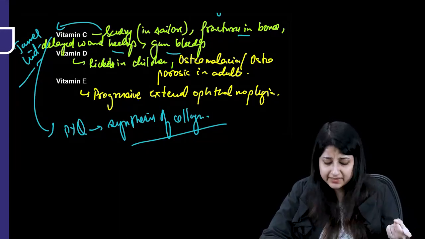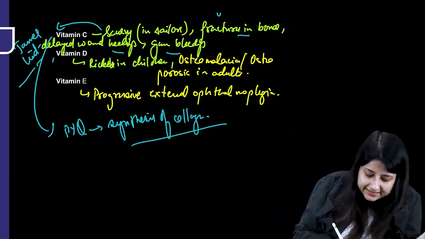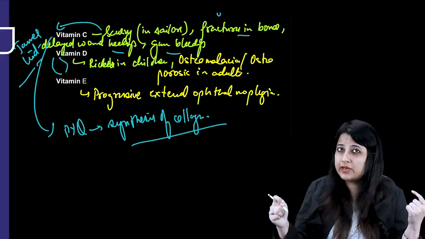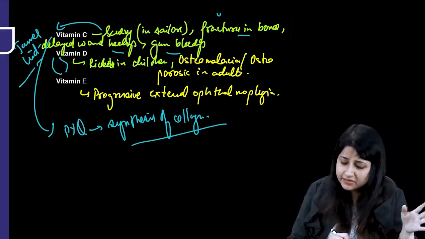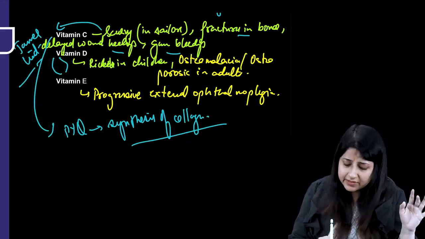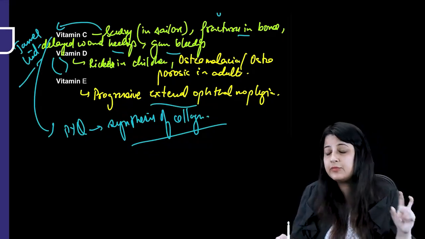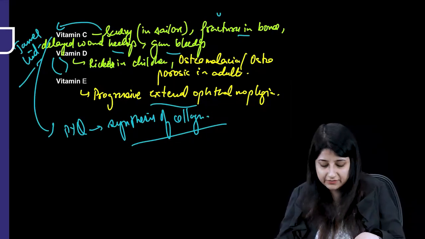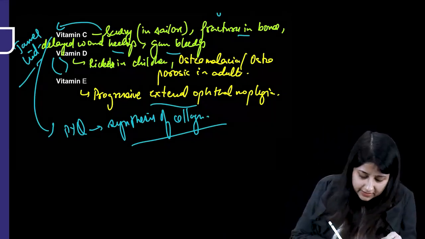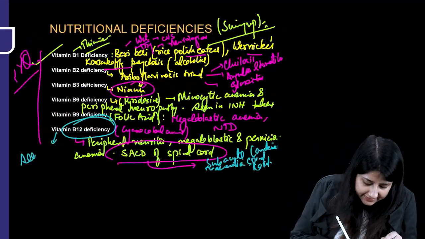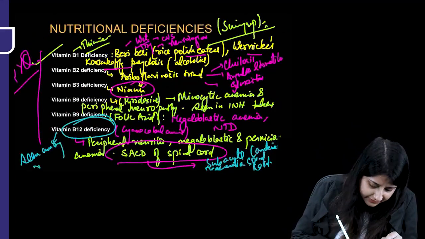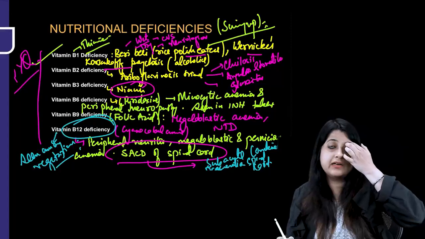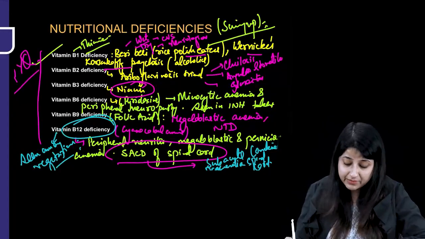Okay. All right. Vitamin D deficiency, rickets in children. You remember bow leg. Yes. Genu varus, okay, all right, that is important. Osteomalacia, osteoporosis in adults. Vitamin E, progressive external ophthalmoplegia. Okay, which vitamin deficiency is going to occur definitely among vegetarians? So I'll write it over here. Vitamin B12 deficiency seen among vegetarians. Okay, vitamin B12 deficiency is definitely going to occur among vegetarians. Okay, so that's seen among vegetarians.